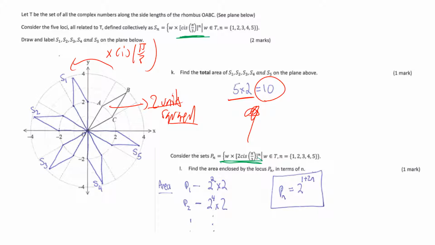Well, the only difference is that rather than taking every member of our T, a complex number along the rhombus OABC, and multiplying it by multiples of cis pi on 3, we're multiplying it by multiples of 2 cis pi on 3. Aha. So not only does it rotate each member, but it makes it 2 units further away from the origin. So if each length corresponds to 2 times the previous length, this is what it would now look like. So this would be P1.